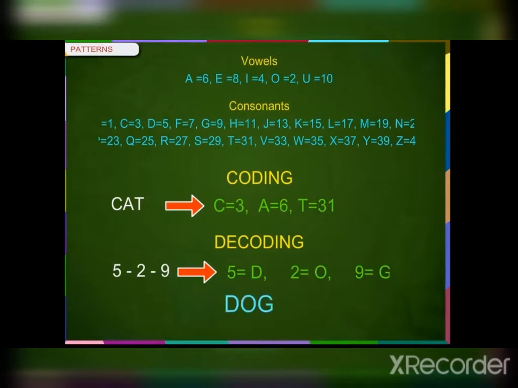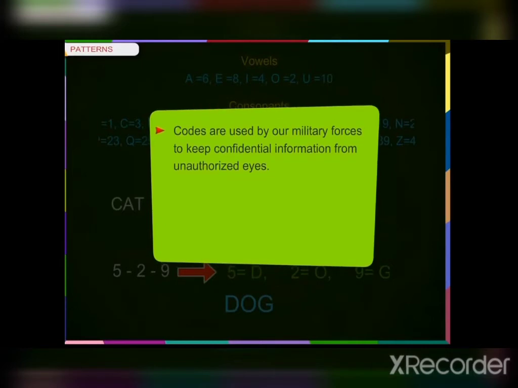So, 529 is dog. Codes are used by our military forces to keep confidential information from unauthorized eyes. In business also, confidential data is encoded to protect their trading secrets.